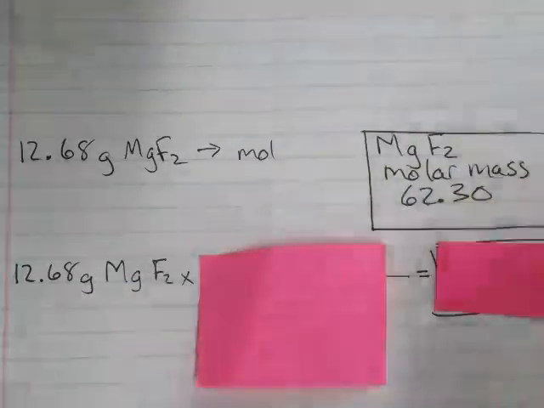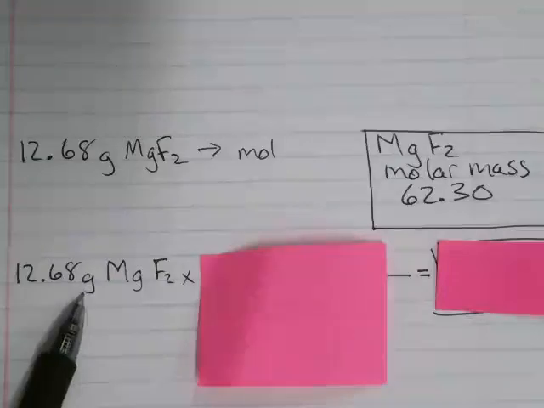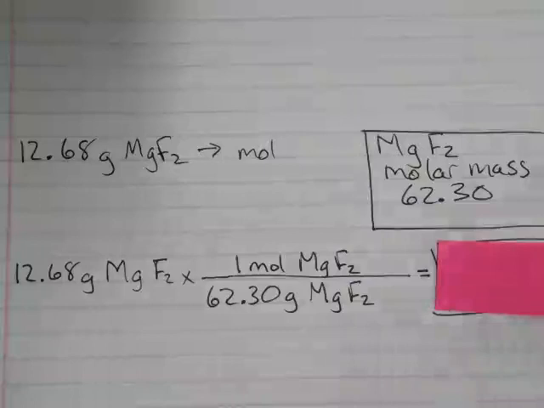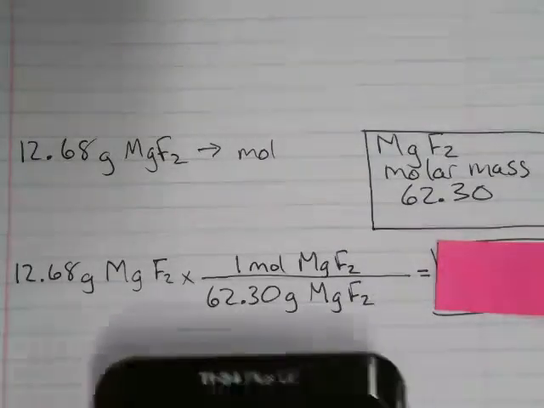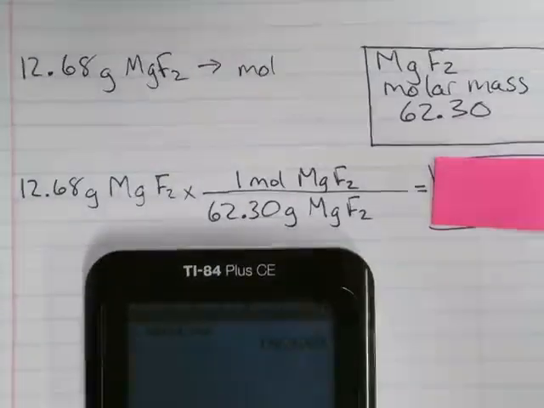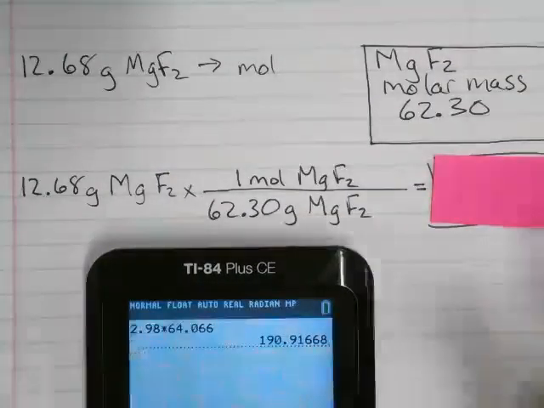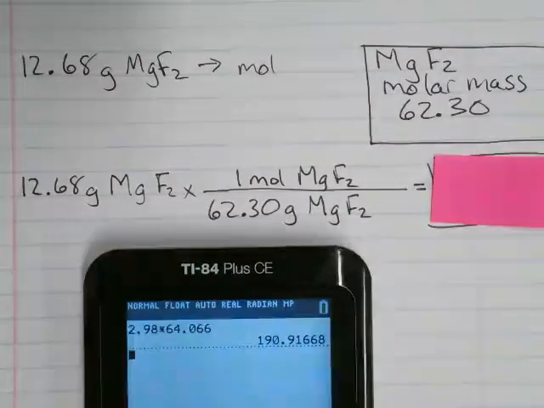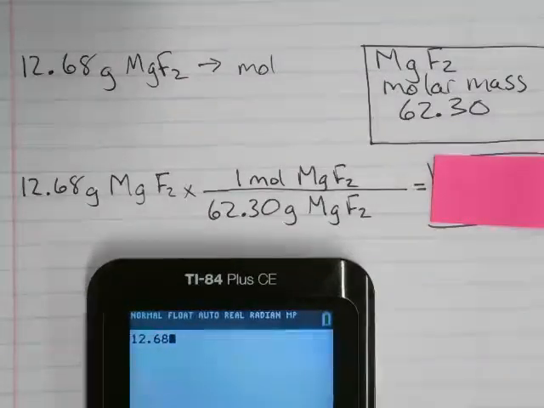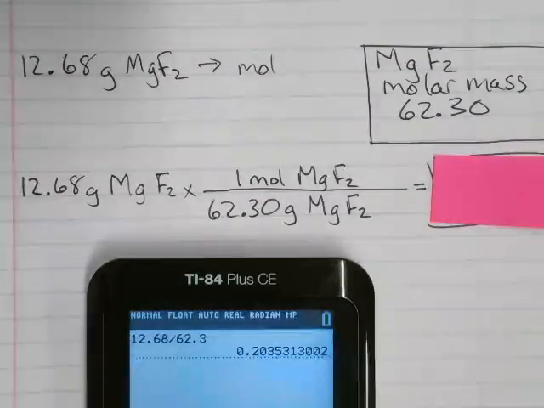Do we put the molar mass on top or bottom? Since we're given grams, molar mass goes on bottom. So very similar to the last problem. The only difference is now our molar mass is below. So 12.68 divided by 62.3, and that gives us 0.2035.